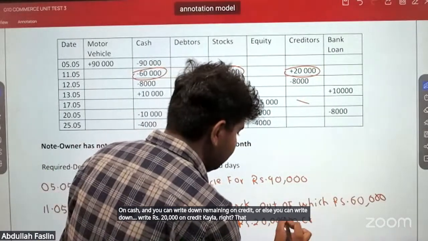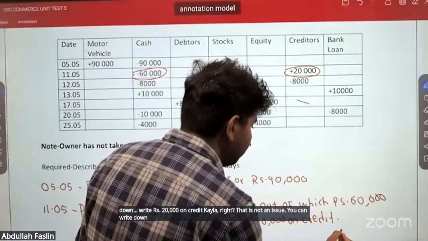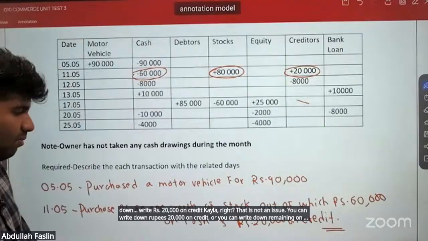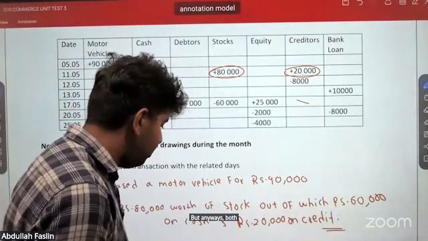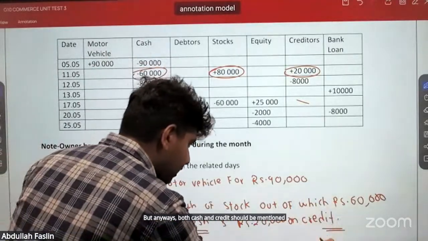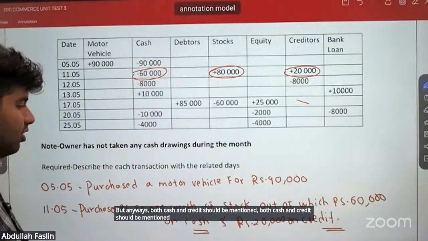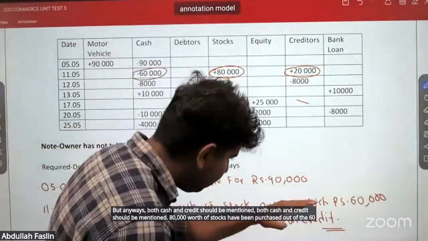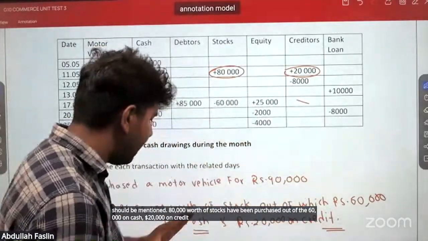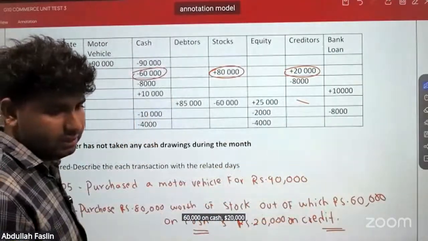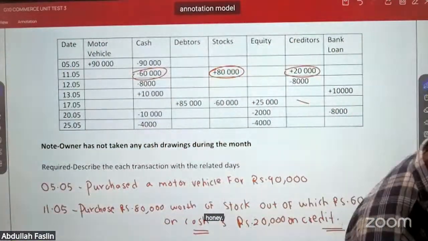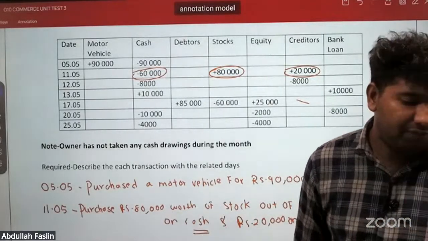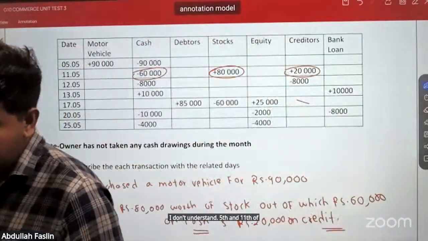That is not an issue. You can write down rupees 20,000 on credit, or you can write down remaining on credit. But anyways, both cash and credit should be mentioned. 80,000 worth of stocks have been purchased, out of which 60,000 on cash, 20,000 on credit. Write down this and put down. Write down this one, 5th and 11th of May. If you have any question, you can ask from me.